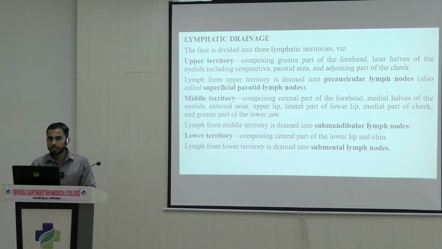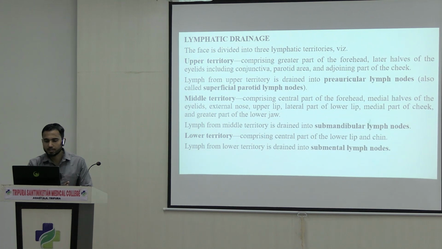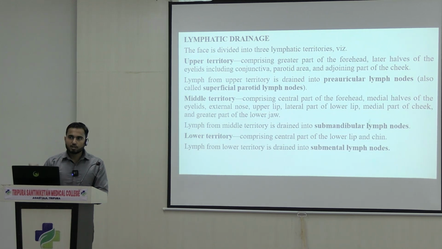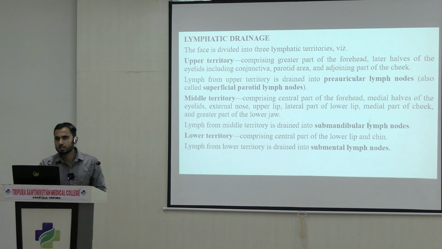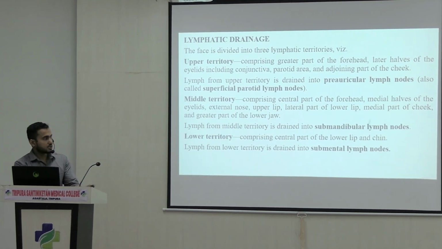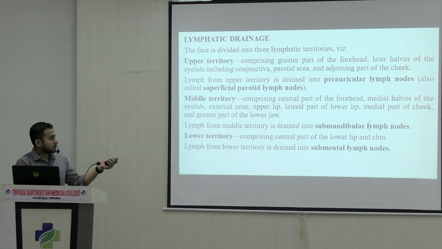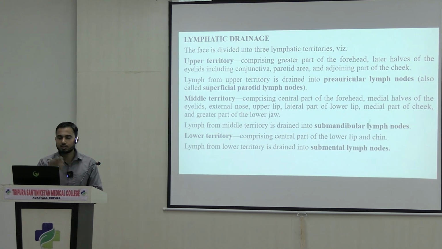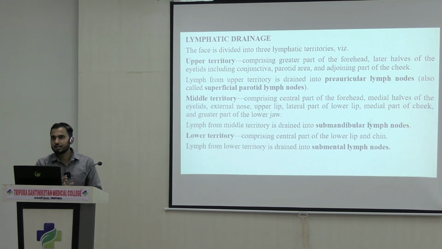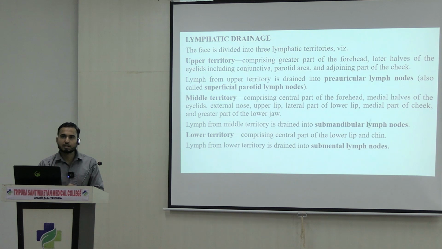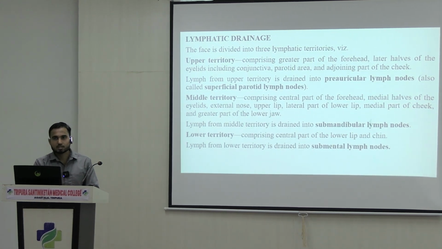Next is the lymphatic drainage of the face. Okay. Now lymphatic drainage of the face is divided into three territories: upper territory, middle territory, and lower territory. And for each territory, the lymph nodes are different. So you have to know which particular area each territory covers. Upper territory consists of the forehead, lateral halves of the eyelids, conjunctiva, parotid area, and adjoining part of the cheeks. These are the areas which fall under the upper territory. For the upper territory, the particular lymph nodes are the pre-auricular lymph nodes, also called superficial parotid lymph nodes, because they are situated in the parotid region.